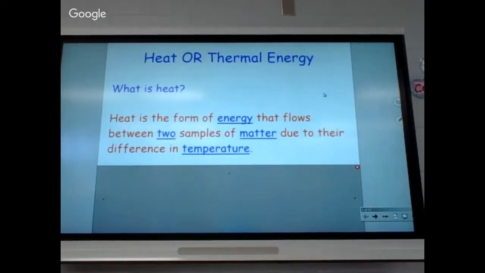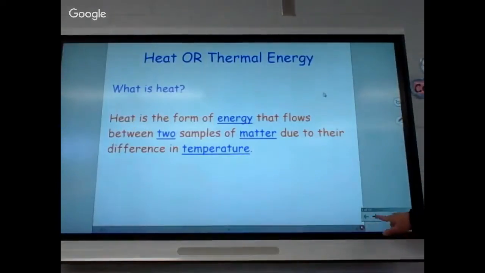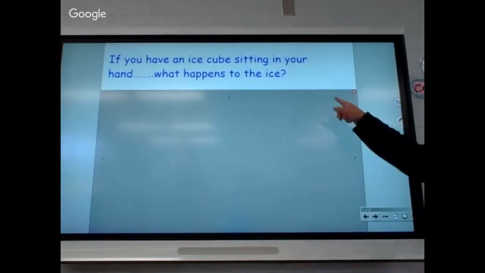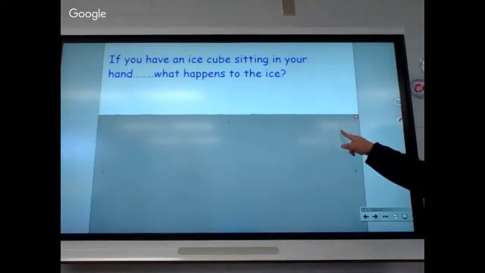Okay? Now. All right. Which way does heat flow? All right? If you have an ice cube sitting in your hand, everybody knows the answer to this. What happens to the ice? It's going to melt. Okay? So, what way does heat flow? I always get that answer. It's usually out or up.